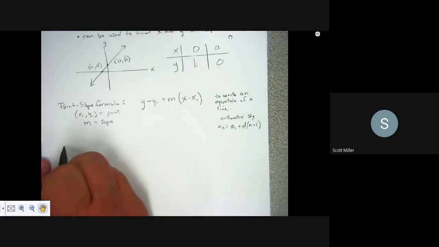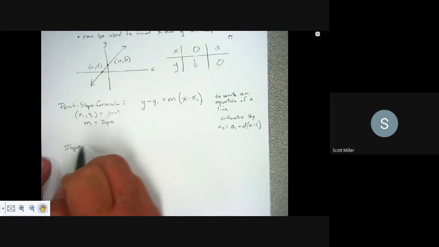The third form is called the slope-intercept form.